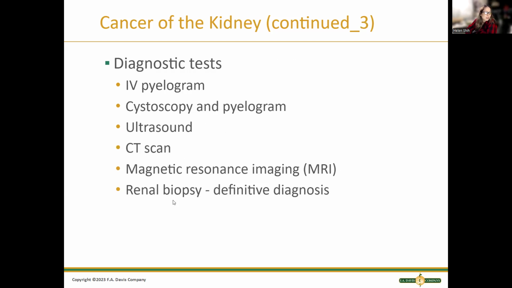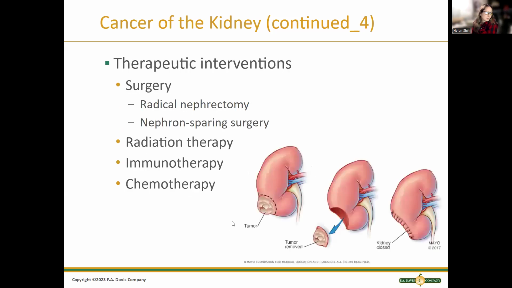The diagnostic tests for kidney cancer are IV pyelogram, cystoscopy with pyelogram, ultrasound, CT scans, MRI, and then renal biopsy. It will be the renal biopsy that gives us a definitive diagnosis that this is kidney cancer or this is not kidney cancer. So anytime we take a biopsy, it's generally because we want to know, is this cancerous or not? And we have to look at it in a cytology slide.